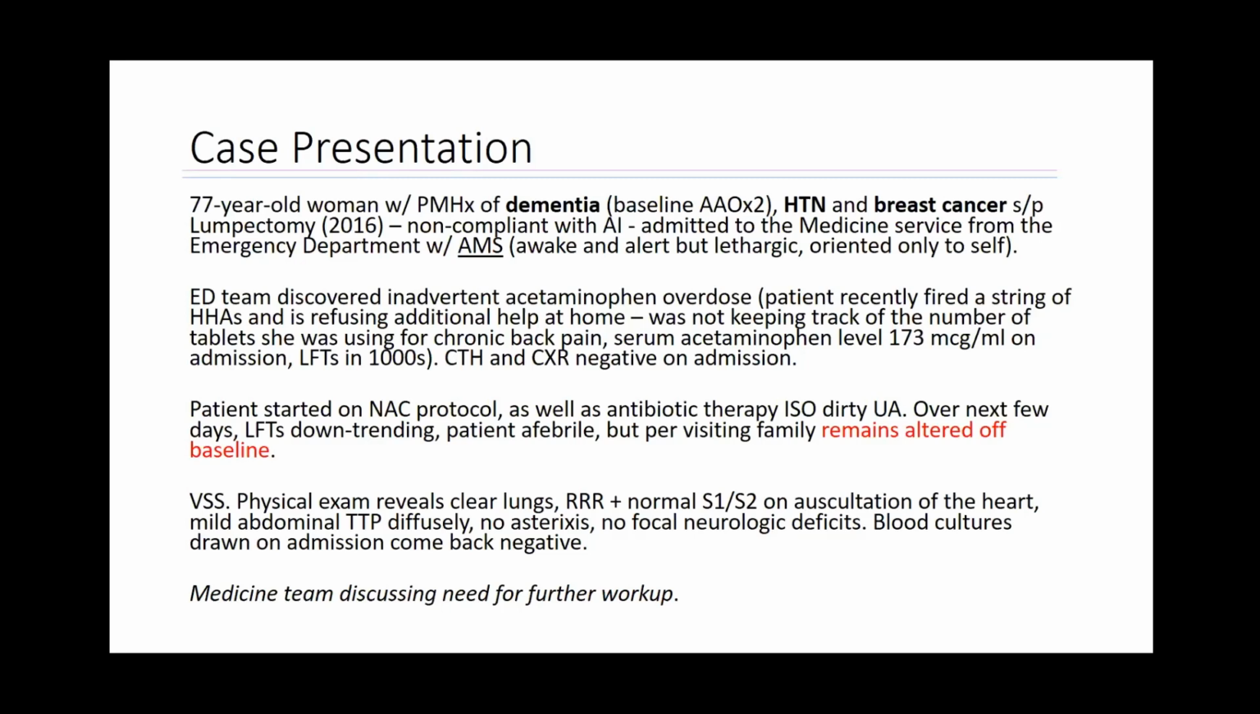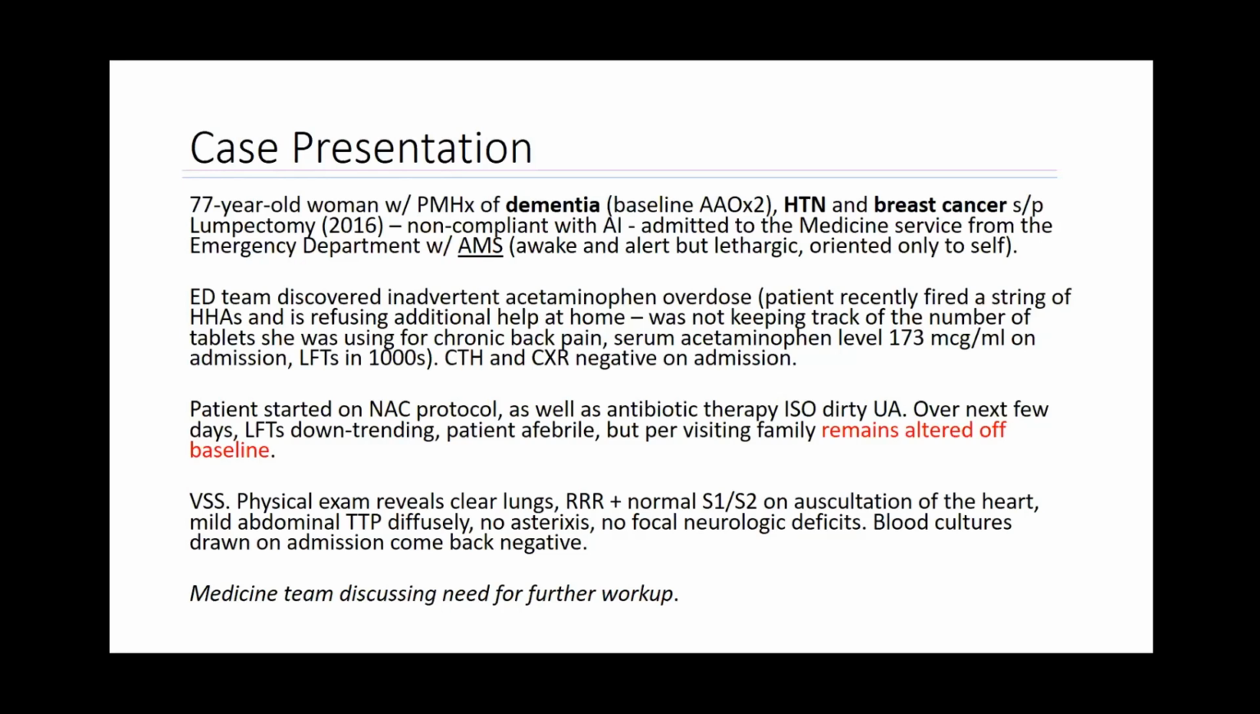Serum acetaminophen level 173 mcg per mL on admission, LFTs in the thousands. CT head and chest x-ray negative on admission. Patient started on NAC protocol as well as antibiotic therapy in setting of dirty UA. Over the next few days, LFTs are downtrending, patient afebrile, but per visiting family remains altered off of her baseline. On exam, vitals are stable. Physical exam reveals clear lungs, regular rate and rhythm, normal S1 and S2, mild abdominal tenderness to palpation diffusely, no asterixis, no focal neurological deficits. Blood cultures drawn on admission are negative. Medicine team discussing need for further workup.